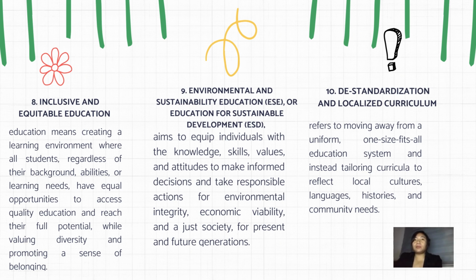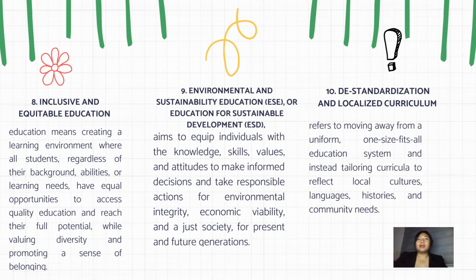Next is environmental and sustainability education, or education for sustainable development. It aims to equip individuals with the knowledge, skills, values, and attitudes to make informed decisions and take responsible actions for environmental integrity, economic viability, and a just society for present and future generations. Sustainability is now a key part of the curriculum in many countries to prepare students for environmental challenges. For example, Japan's schools include outdoor learning activities where students study waste management and plant trees to understand ecological responsibility.